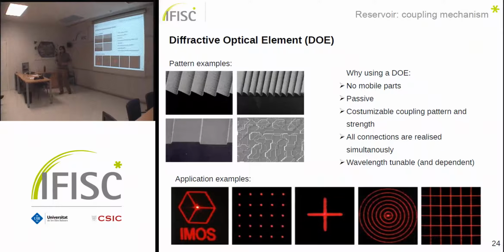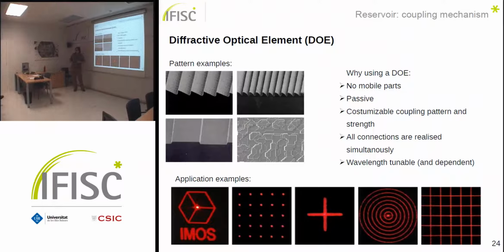We use this component because it has no mobile parts, is passive, highly customizable, but most important, it will allow us to perform all the connections in our network simultaneously at no cost. And even if you increase the number of nodes, this device will provide you already the connectivity for the new nodes, and only with this single component. It's not a very strange component in the sense, I mean, nowadays people use it, for example, to create logos with light, to create this kind of crosses, or even those kind of square lattices.